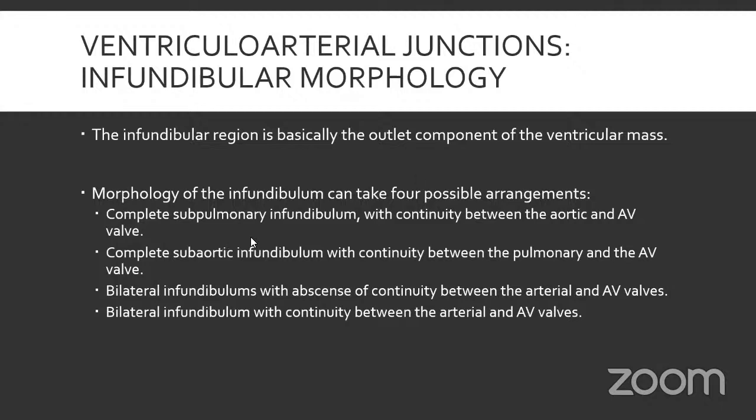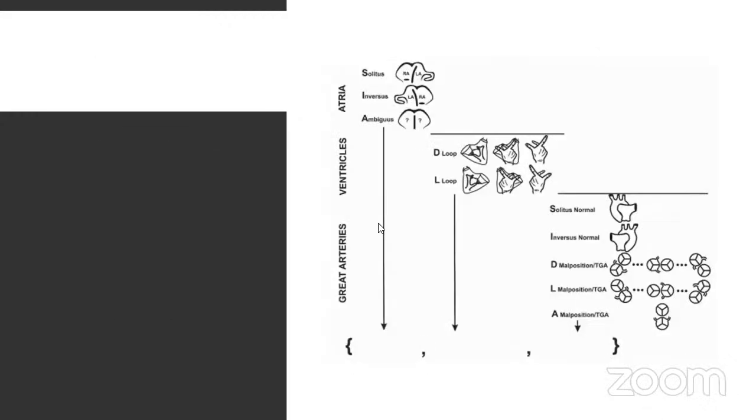You can have the other way around, where you have a complete subaortic infundibulum with continuity between the pulmonary and the right-sided AV valve, for example, or whatever actually. We can have 2 infundibula that are complete. Basically, there is no continuity. Or you can have bilateral infundibula with fibrous continuity between the arterial and their AV valves. Now, these are terms used in a classification called the Van Praagh classification.